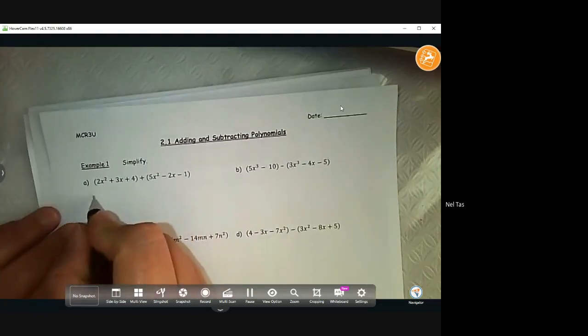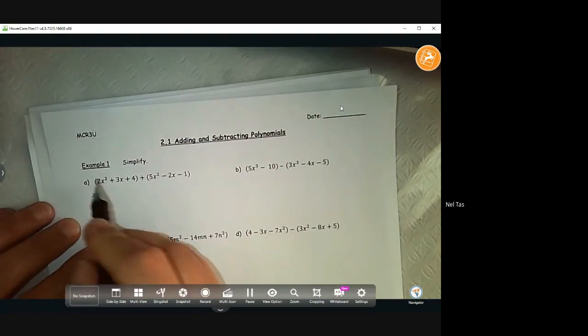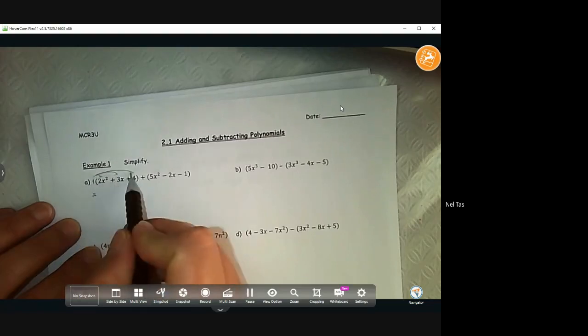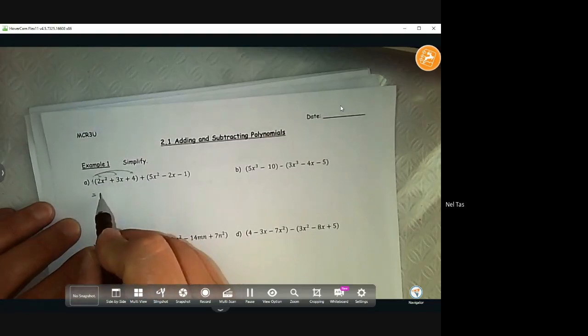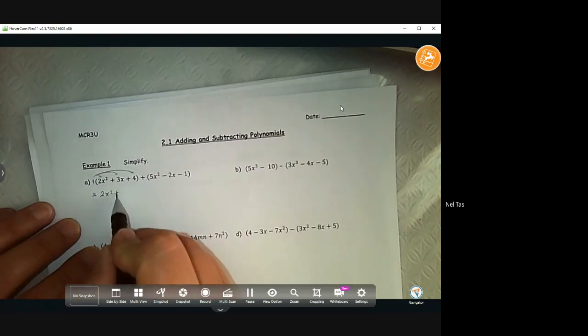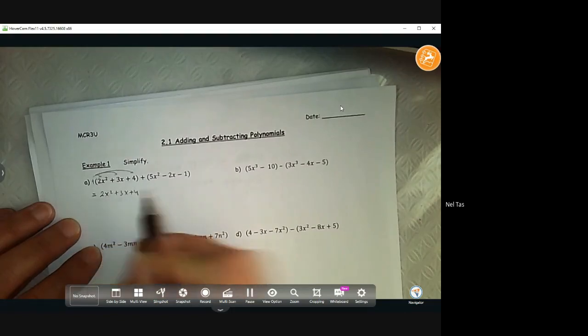First we need to get rid of the brackets. So if you don't see any number in front of a bracket, that means that there's a positive 1. And if you distribute it, you exactly get the same terms. So 2x squared plus 3x plus 4.